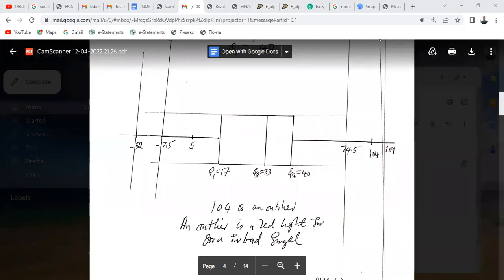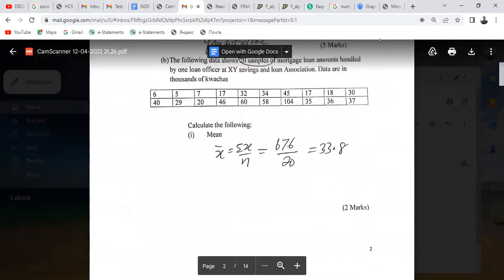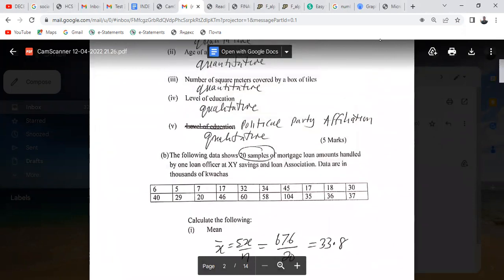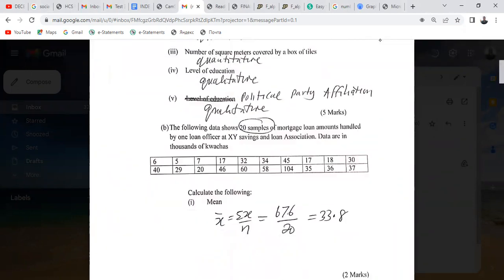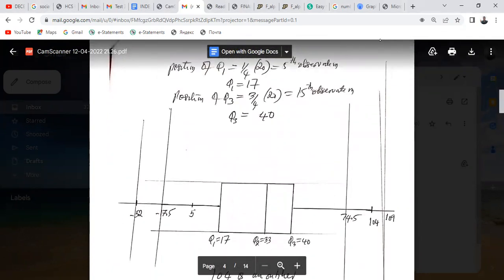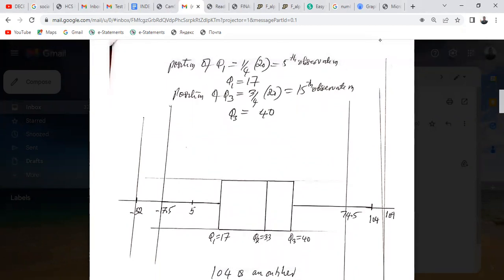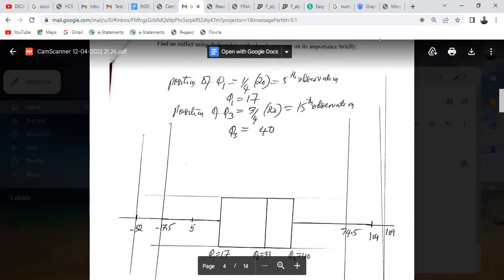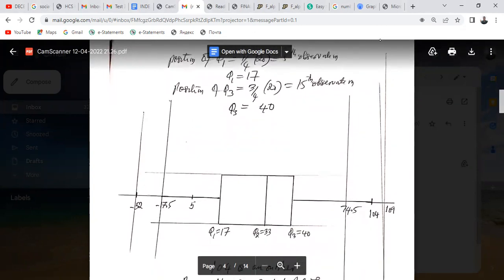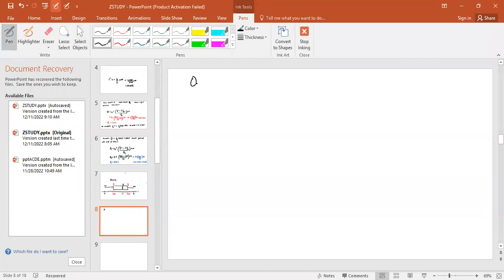So what we needed was to find the outliers of the data given, which is this data. There is a formula for finding outliers, and outliers are on two sides. There are outliers on the left and outliers on the right.